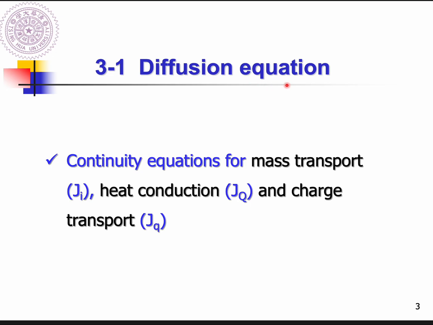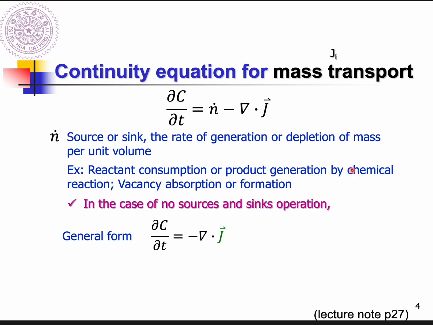Regarding diffusion equations, most of the time the first thing that comes to mind is the diffusion equation for mass transport. But it can also be used in heat conduction and charge transport. So how do we get the diffusion equation? Do you remember how you derived the diffusion equation for mass transport? We start from continuity equations. So let's take the continuity equation for mass transport as an example first. Don't forget what the continuity equation for mass transport is.